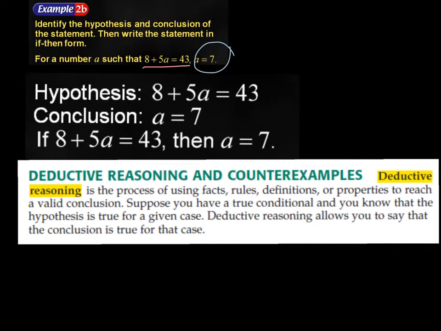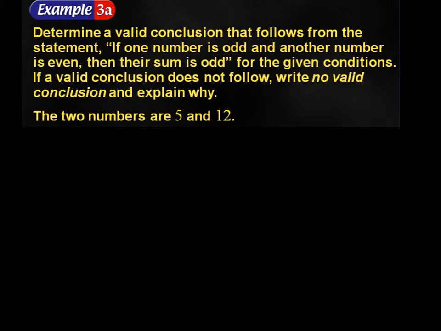Deductive reasoning is the process of using facts, rules, definitions, or properties to reach a valid conclusion. Suppose you have a true conditional and you know that the hypothesis is true for a given case. Deductive reasoning allows you to say that the conclusion is true for that case. Determine a valid conclusion that follows from the statement. If one number is odd and another number is even, then their sum is odd, for the given conditions. If a valid conclusion does not follow, write no valid conclusion and explain why.